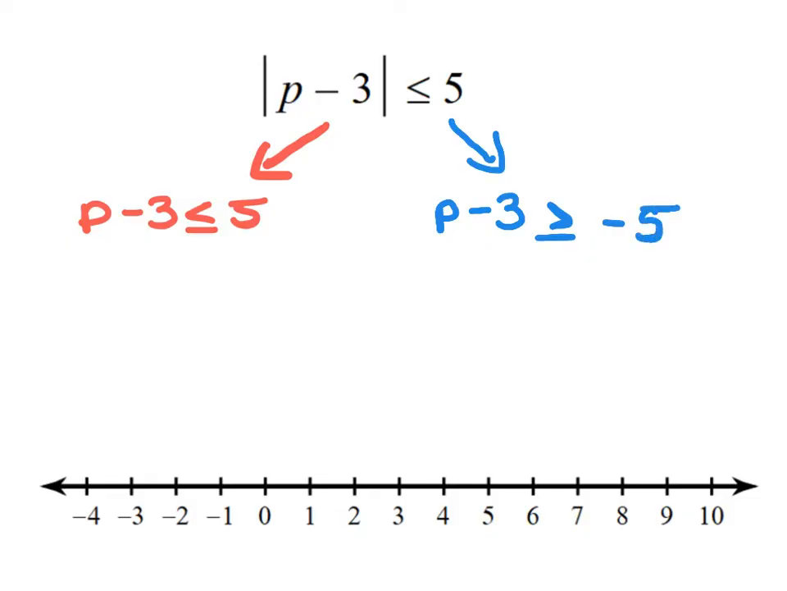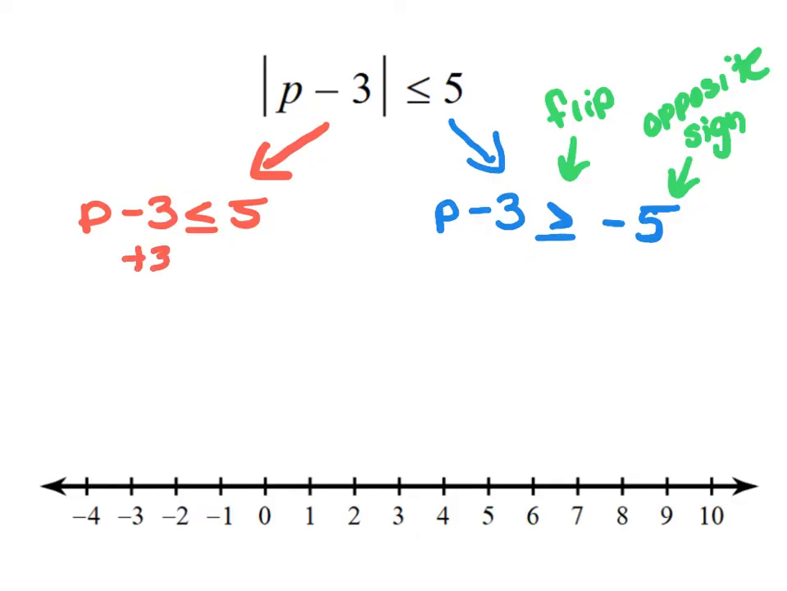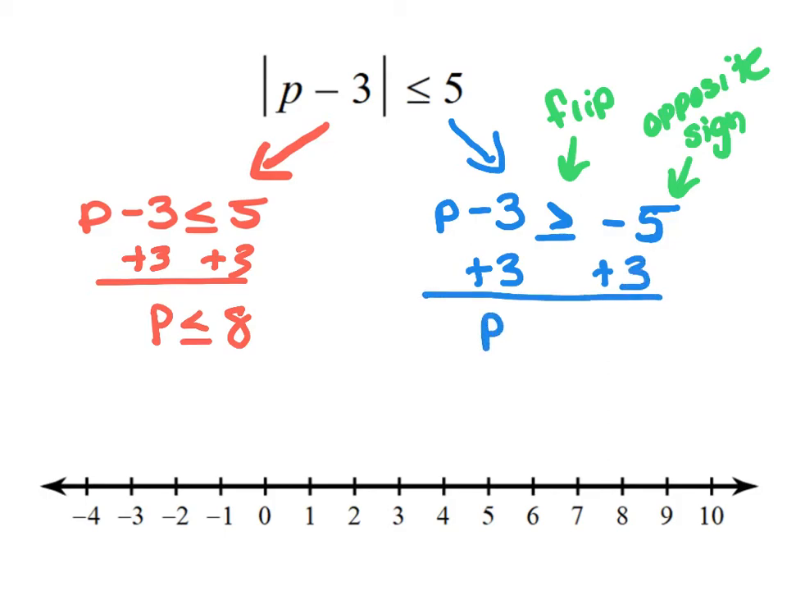So the two key things we're doing here is flipping the inequality sign and taking the opposite sign. So in this case, that means making it negative. Now we'll solve these two like we normally would. To solve the one on the left, you would add 3 to both sides. So you get p is less than or equal to 8. For the inequality on the right, you would add 3 to both sides as well. So you would have p is greater than or equal to negative 2.